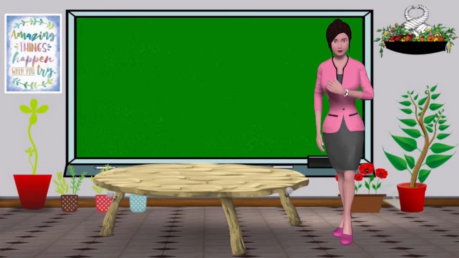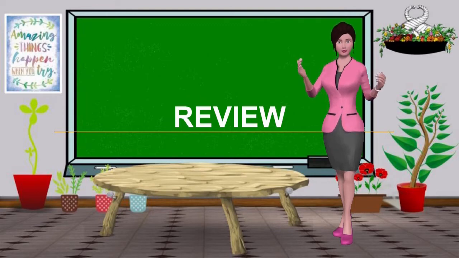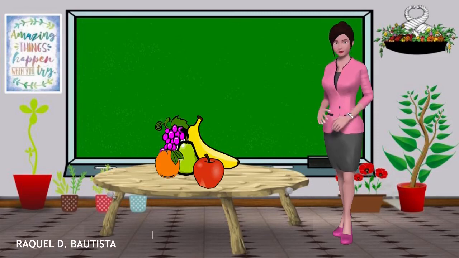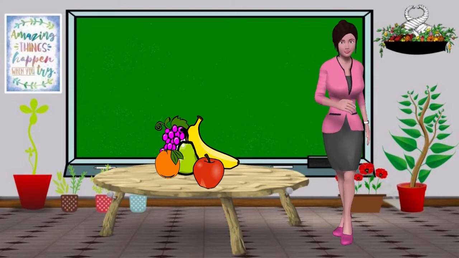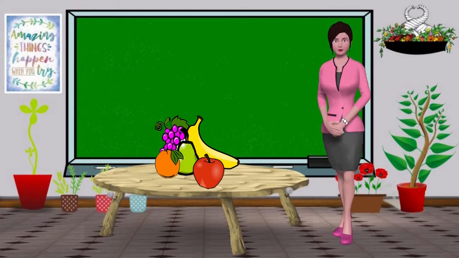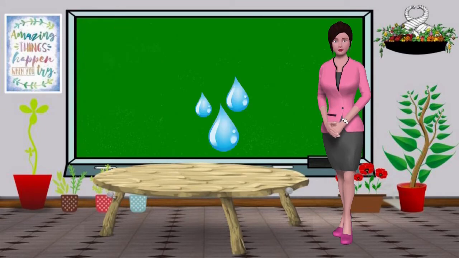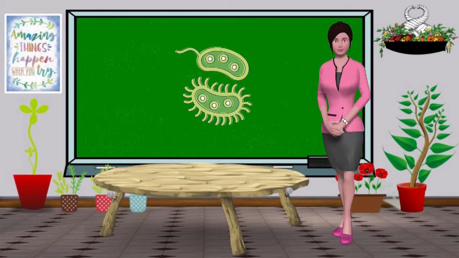In yesterday's lesson, you have identified the different materials that undergo decay. Can you give examples of materials that undergo decay? Very good. Fruits and vegetables get rotten. They are perishable as well as other biodegradable materials. Some factors that contribute to the decaying process of the materials are sunlight, water, soil, and action of microorganisms.